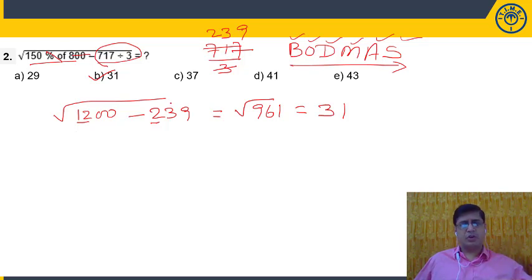Am I clear? We are supposed to solve the question just orally. So here multiplication tables are very, very important. 15 into 8 is equal to 120. So 0 is there. So 120 means 1200. 1200 minus 200, 1000. 1000 minus 39, it is 961. Square root of 961, it is 31. So right choice, option B.